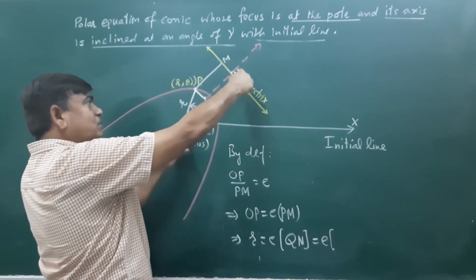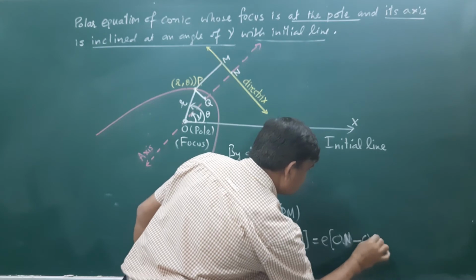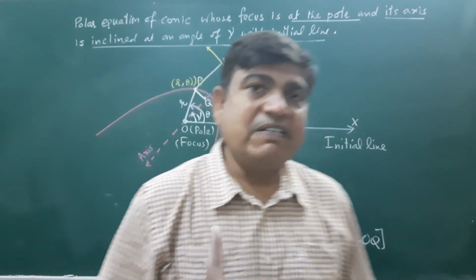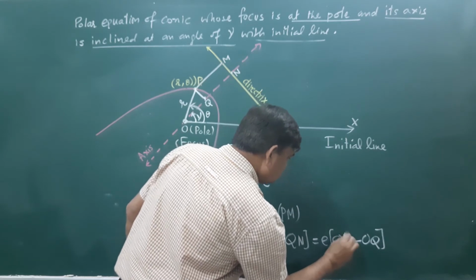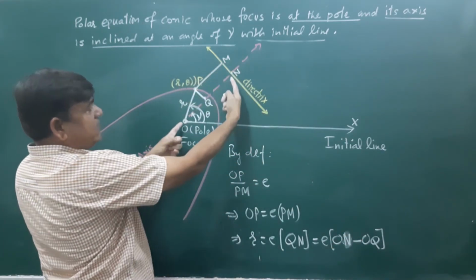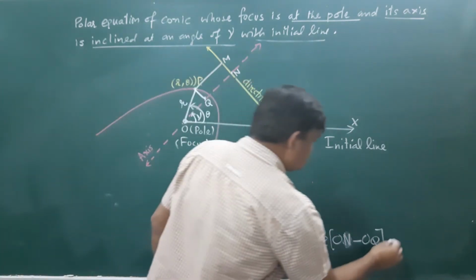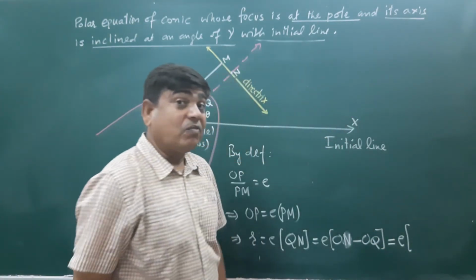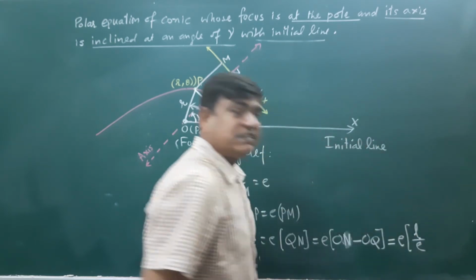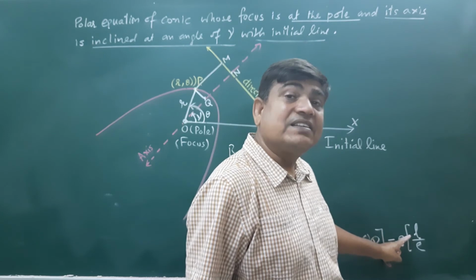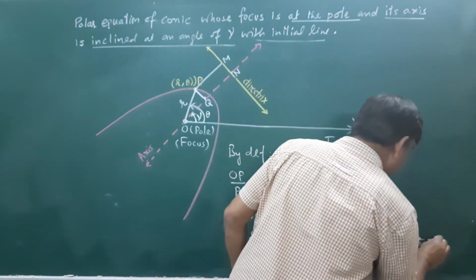What is QN? QN is ON minus OQ. Look carefully at the earlier article that I explained yesterday. ON minus OQ is QN. What is ON? Recall, this is nothing but L upon E. What is L? Length of the semi-latus rectum. E is eccentricity, minus cos.